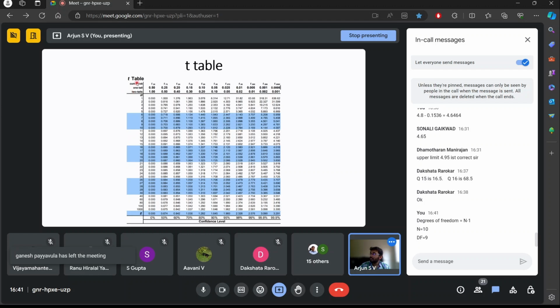So we have degrees of freedom of 9, and under 9 we have to find out under 0.01. We are taking two tails, not one tail, because right now we are assuming that the t curve is the same as the z curve. So under 9 and under 0.01 we are getting 3.250 as your t value.